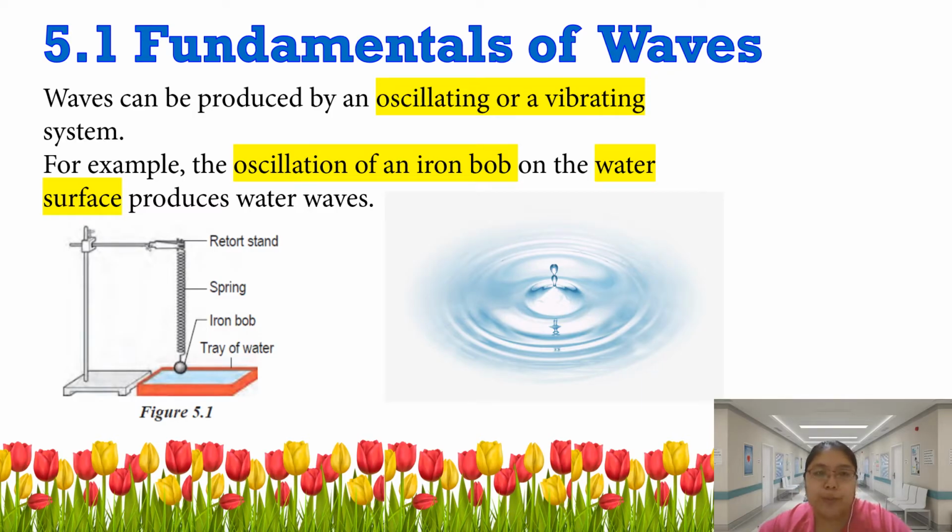Okay, a wave can be produced by an oscillating or a vibrating system. For example, let's see the diagram here. They have an iron bulb joined together with a spring. When the bulb vibrates, it touches the surface of the water. When it touches the surface of the water, it will produce a water wave. You can see the diagram here, one of the water wave. When it touches the water, the bulb stays there, but you can see the shape of the wave is circular. It will go outside, and after a while, when it finishes, you cannot see the wave. So this one we call water wave.